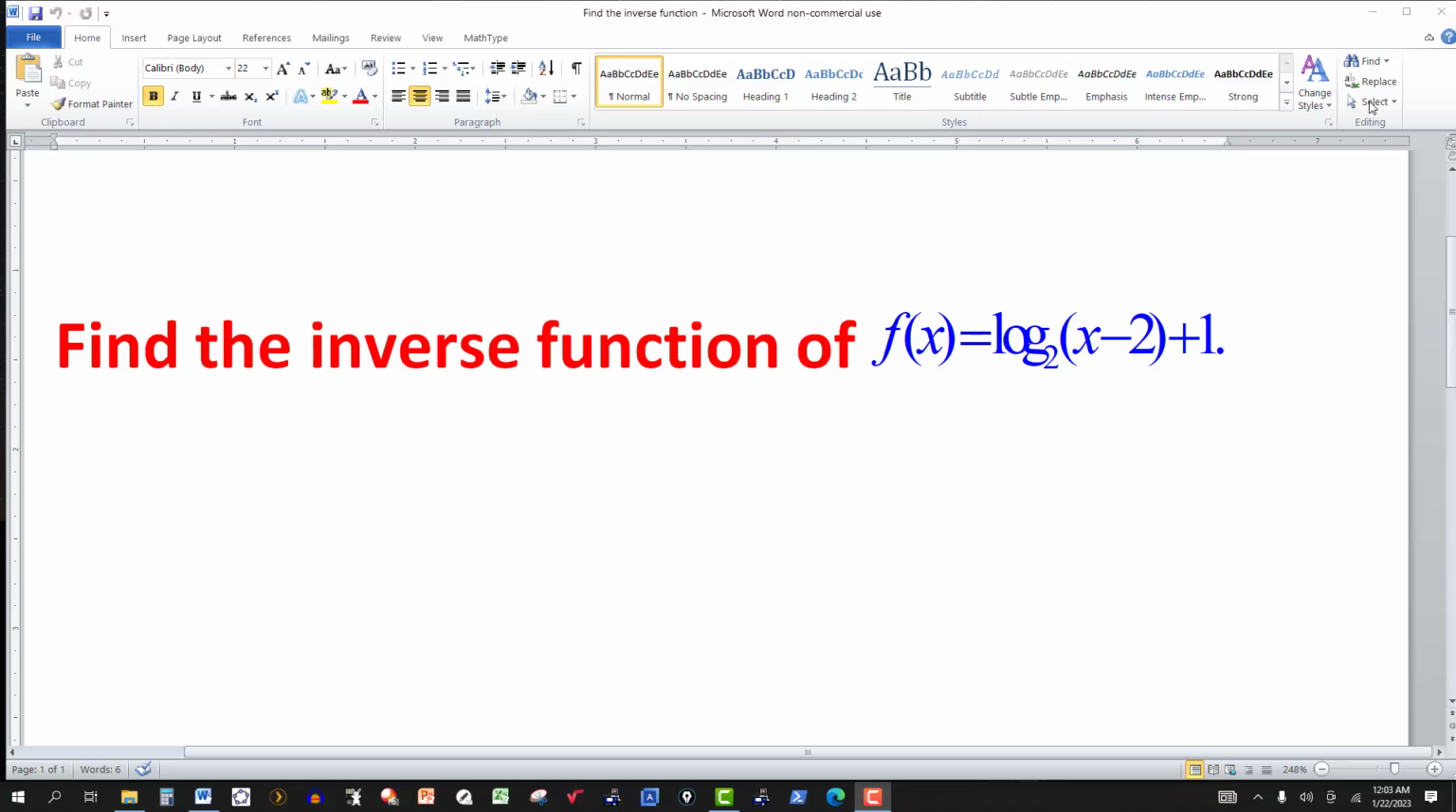So in this video we have a logarithmic function and we want to find the inverse function. Now I'll point out to you that every function will have an inverse, but if the function is not one-to-one, it will not have an inverse function. It'll still have an inverse, but it'll be a relation, won't be a function. A logarithmic function is one-to-one, so there's no problem. The inverse will be a function.